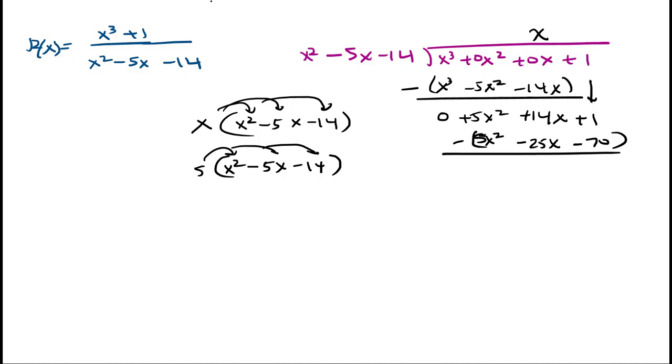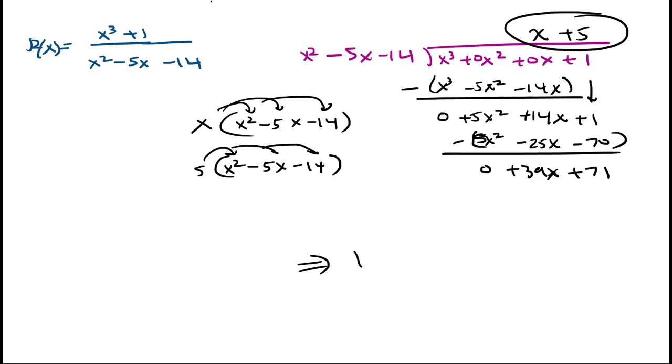So 5x squared minus 5x squared is 0. 14x minus minus is a positive, so that's going to give us a positive 39x. Okay, and then plus minus minus will be a positive 71. Okay, so this is going to be our remainder, but that's not what we want. We want the expression here on the top. So don't forget the 5 that we just got. All right, so this is the answer that we want. So what does this mean? It means we have an oblique asymptote at y is equal to x plus 5.